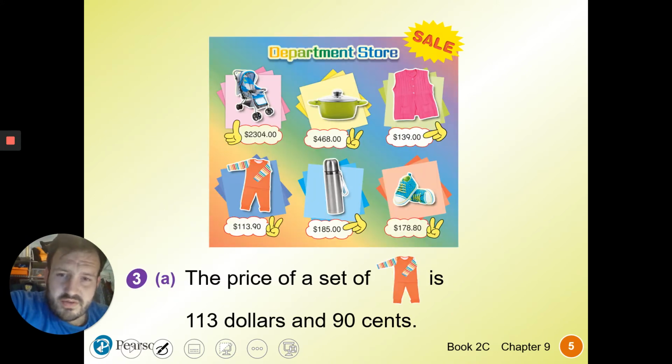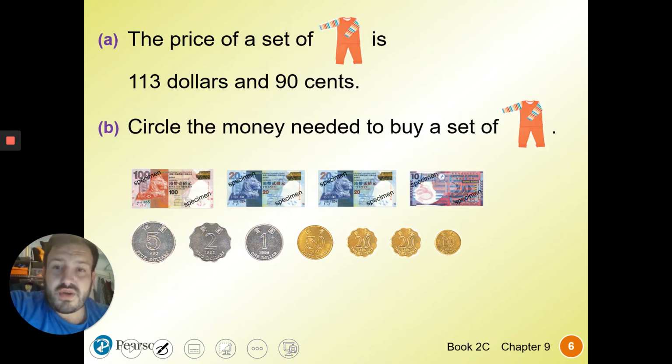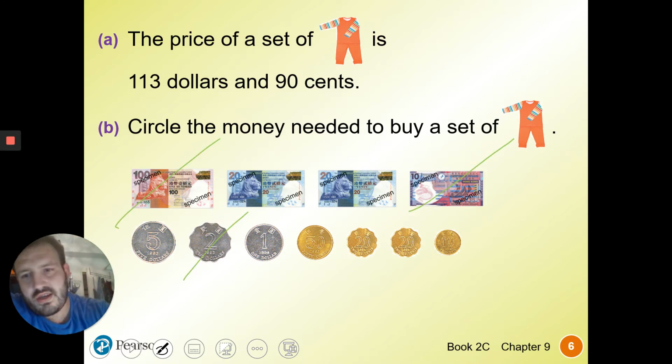What's the price of the jumper? It's $113.90. So how much do I need? Well, first I need to make my 113, which is those ones, and then I need to make my 90 cents, which I can do with 50 and 2 20s.